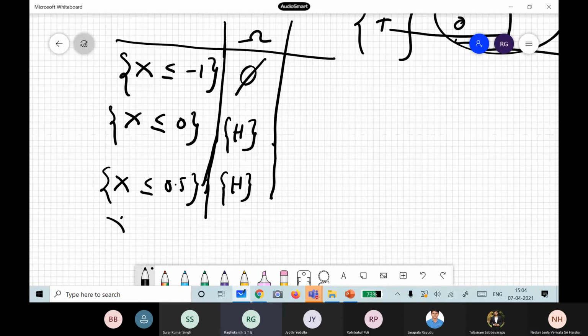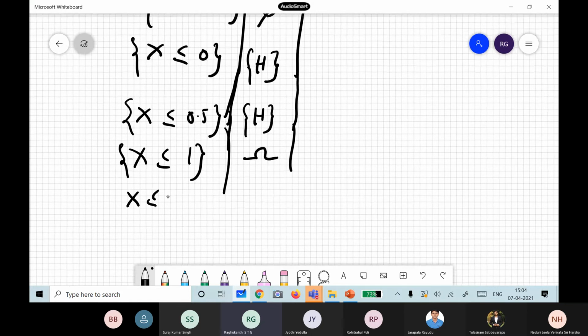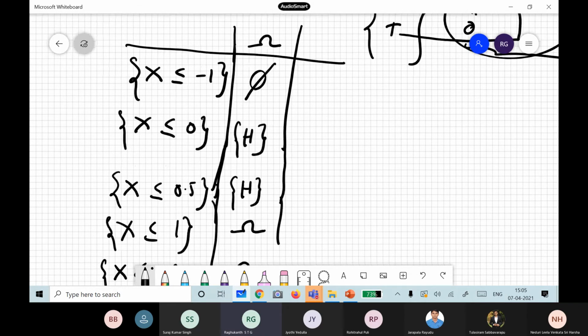And now when x is 1, what is the value? Head and tail. Head and tail is nothing but the sample space only. When x is less than or equal to 2, 2.5 or whatever, what is the value? Sample space only. So now 2.3, 2.5 up to infinity also, it is the sample space itself. You followed it.